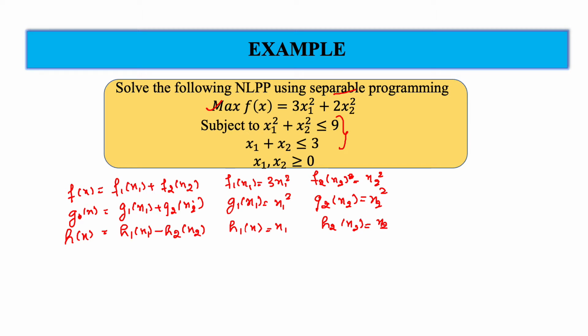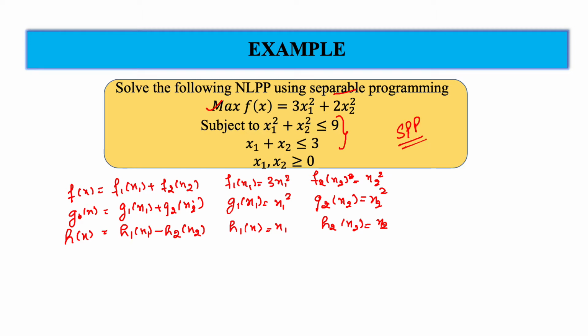So our objective function can be separated into two functions and each function is of one variable. The first constraint is also separable and the second constraint is also separable. The non-negativity condition is also separable. So it is a separable programming problem.